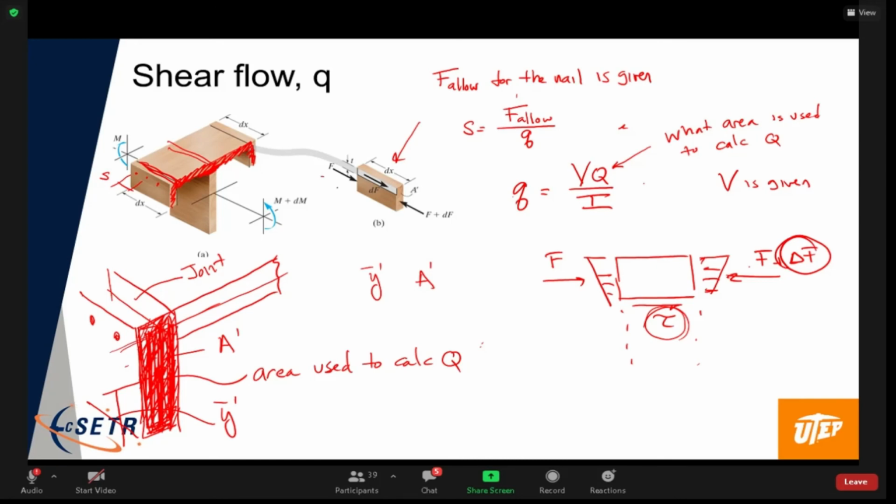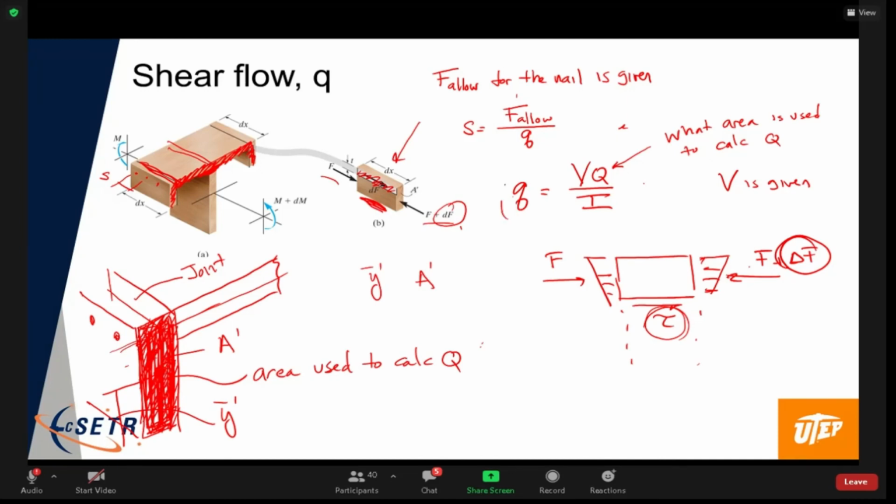Here's the force due to bending on the left side of that little segment. Here's the force due to bending on the right side, plus the little bit extra. And that little bit extra, instead of being picked up on the bottom where there's no material, actually gets picked up through the nail joint, okay? So same calculation, you just have to pick the correct area to calculate Q.